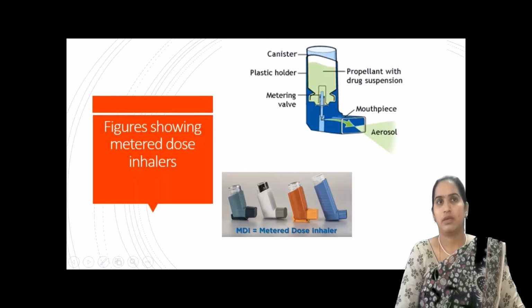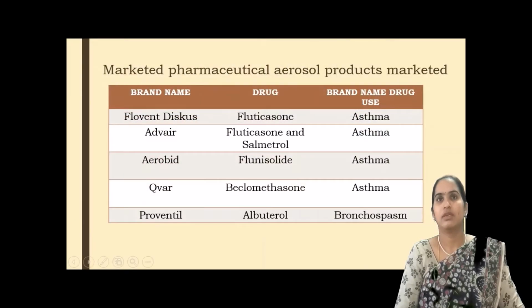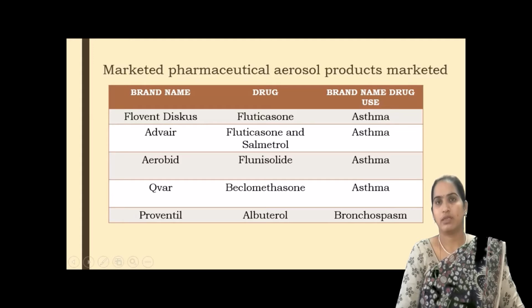And these are some examples of marketed pharmaceutical aerosol products. The brand name is Flovent Diskus. It consists of the drug fluticasone, which is used for asthma. Advair, fluticasone and salmeterol, used for asthma. Aerobid, flunisolide, for asthma. Qvar, beclomethasone, for asthma.